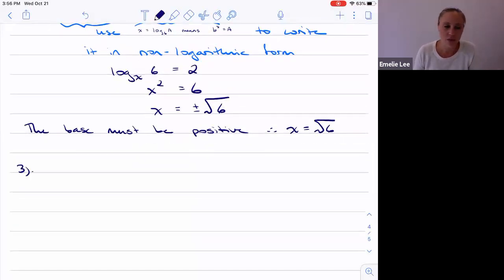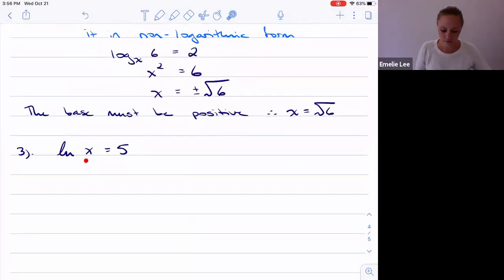Okay. So the third one was if we have the natural log of x equals 5. Here I've got x in my log, and it's equal to some number, right? But the natural log is the log base e. So from what we established earlier, to cancel this natural log, I would raise everything to the power of e.